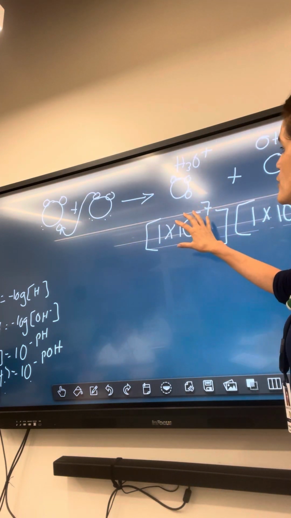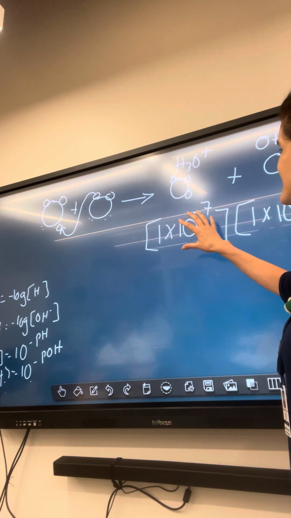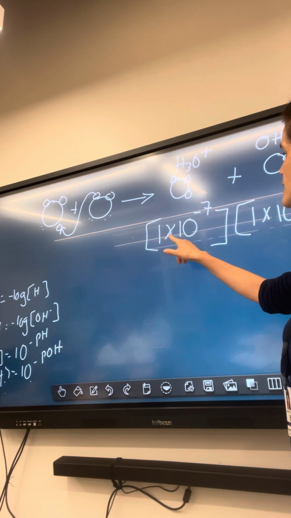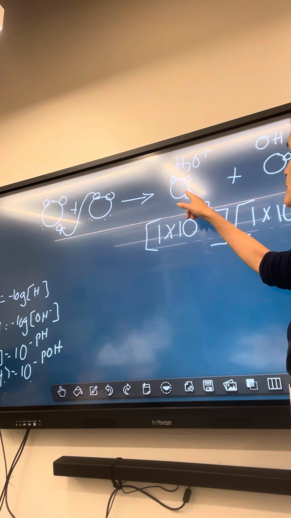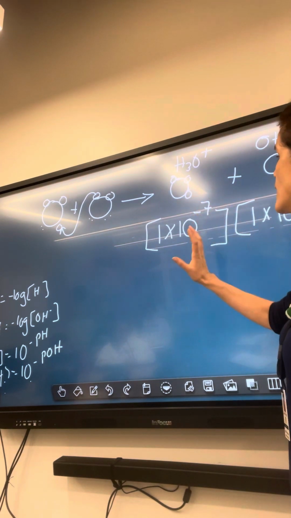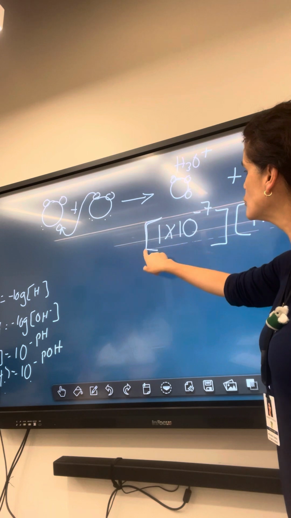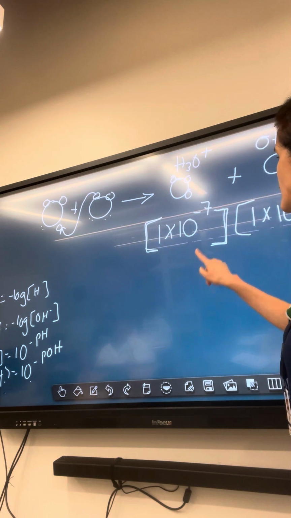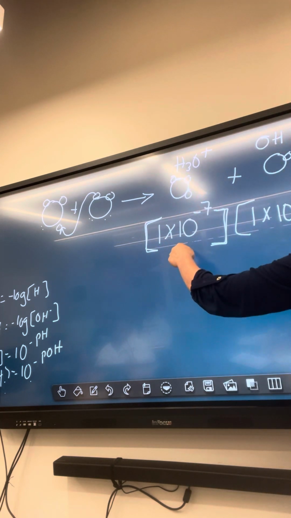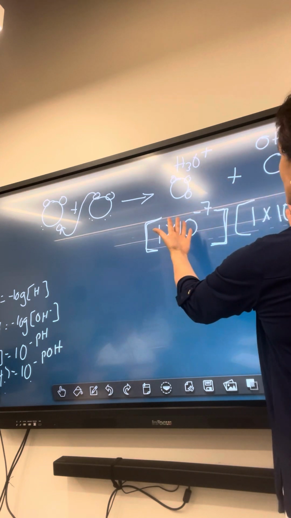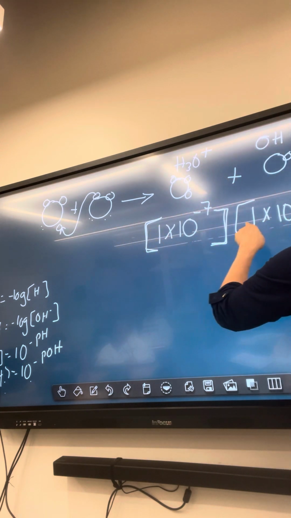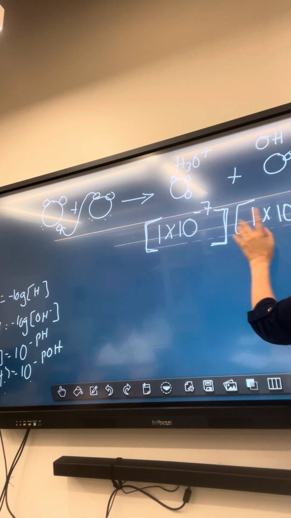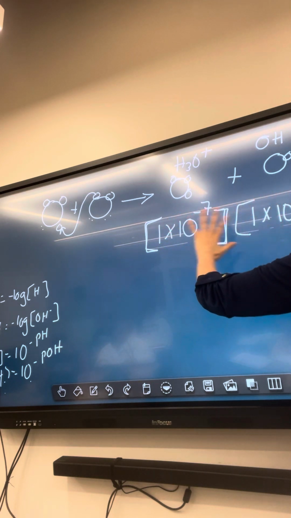The concentration, or however many times it happens in a liter of water, is 1 times 10 to the negative 7 for the hydronium ion. 1 times 10 to the negative 7 in 1 liter. This is the concentration, that's what the brackets mean. In 1 liter of water, that's what we'll have. It will be the exact same amount, because you had a water that broke in two, so it will be the exact same amount of the OH. Your H and your OH will be the exact same amount.